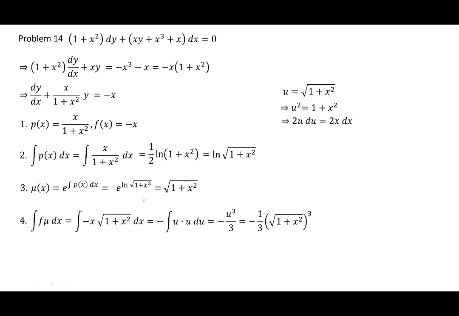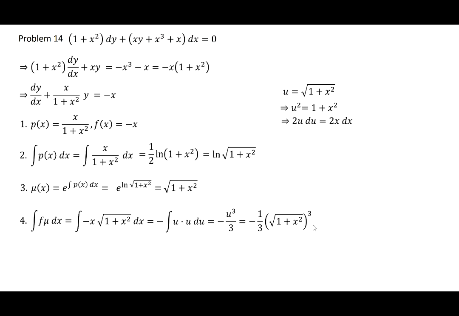So 2u du equals 2x dx, and x dx is just u du, and that's what I did. I pulled the negative sign out, and for x dx I plugged in a u du, and for square root of 1 plus x squared I plugged in a u. So u times u du, and that's u squared, and the integral of u squared is u cubed over 3 with this negative outside, and tada! This is integral f mu dx.